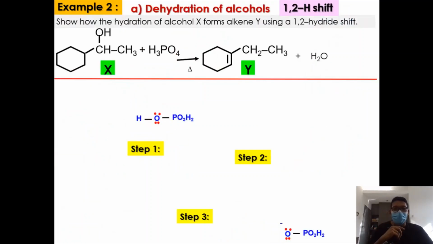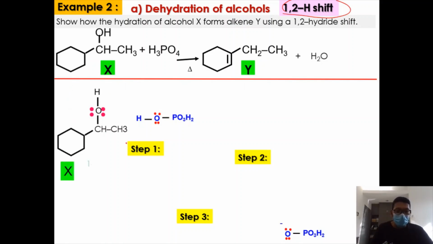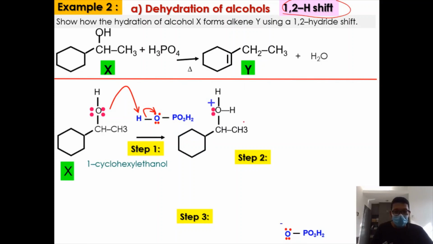Alright, now we're going to focus on the next part, which is the 1,2 hydride shift. Okay, the same thing as before. We're going to have 3 steps, but before it proceeds to step number 3, it needs to undergo rearrangement first. Okay, so we're going to draw again our alcohol here, and for step number 1, we're going to protonate. Okay, so X here is known as 1-cyclohexylethanol, and now we're going to protonate our alcohol here, which is our OH group, and this is going to break the bond between H and O, and this is going to produce the protonated alcohol.